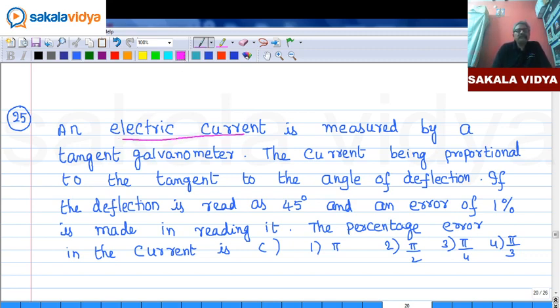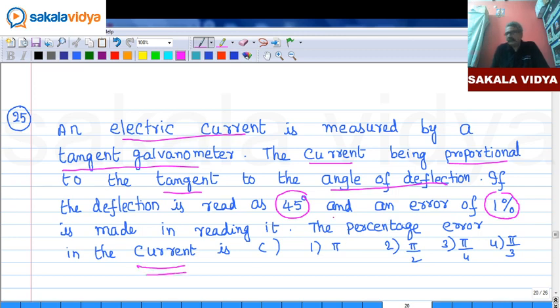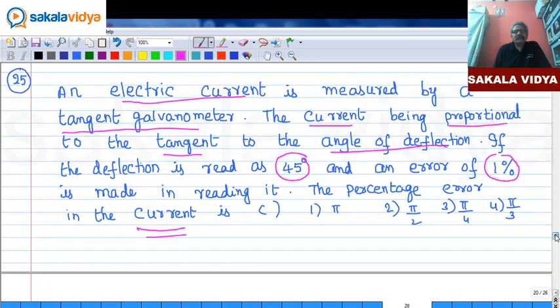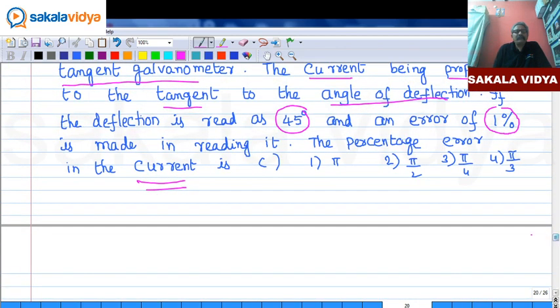Electric current is measured by a tangent galvanometer. Relation is given: current is proportional to tangent of the angle of deflection. Deflection is 45 degrees. Error in this theta is 1%. Then the percentage error in the current you need to find out. So let me give first clarity. Given data I will write here. Solution. What is the given data?